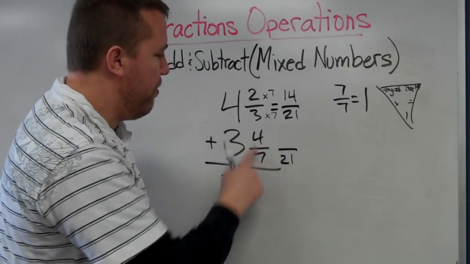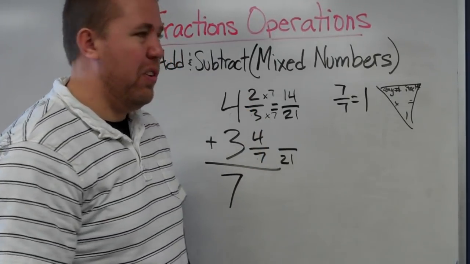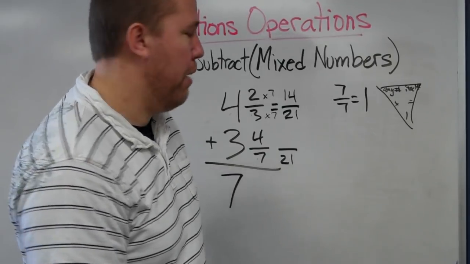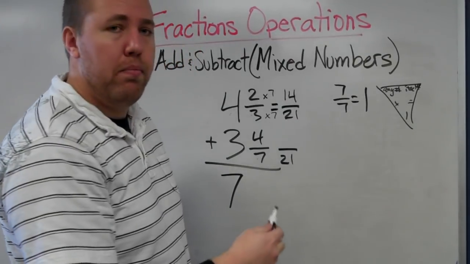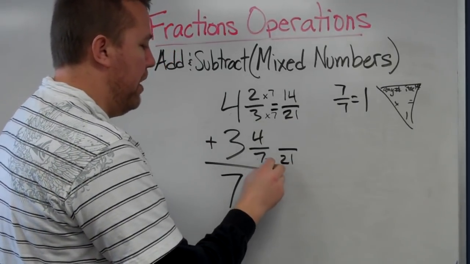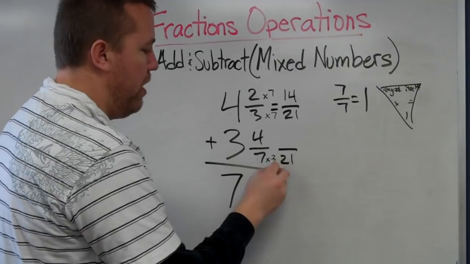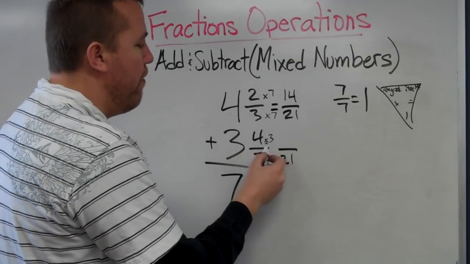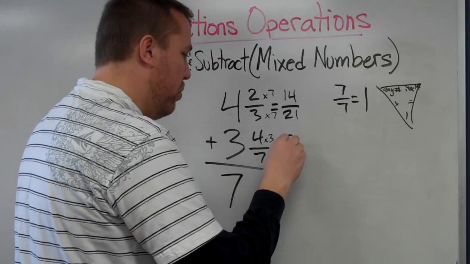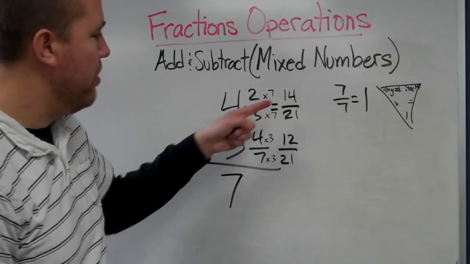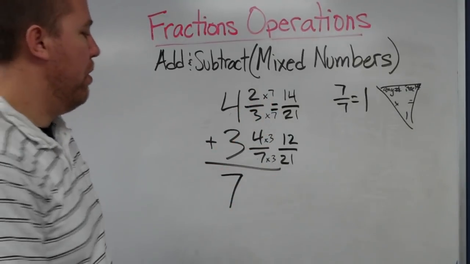I'm just changing this fractional part so that, yes, it will look different, but it's still the same. I'm changing it so that I can practice my good skills of adding fractions with the same denominators. So 7 times 3 equals 21. So I times the bottom by 3, so I times the top by 3. 4 times 3 is 12. So now I have 14/21sts plus 12/21sts.